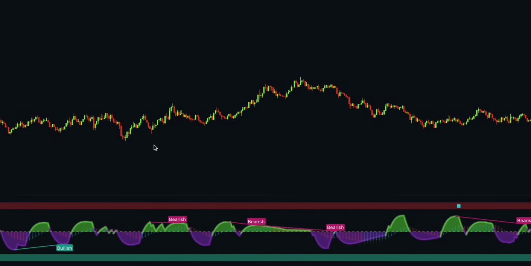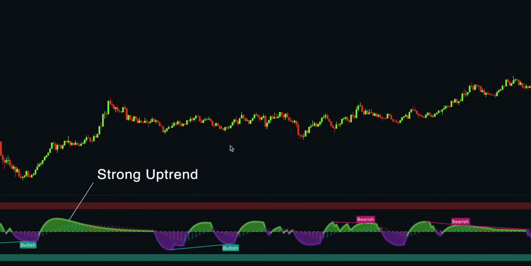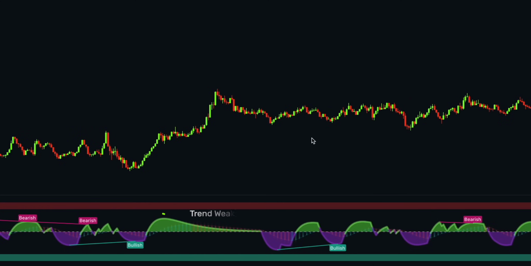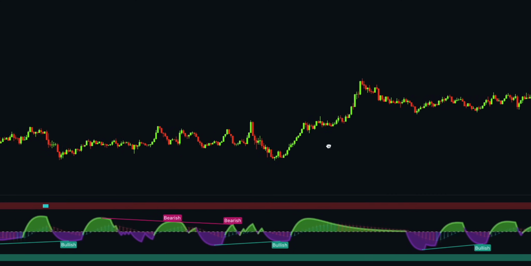Trend-following waves allow you to anticipate the current market state. If the wave is green, the market is in a strong uptrend. A purple wave indicates a bear market. The unique shape of the oscillator can really help you see when a trend is weakening. This happens when the oscillator flatlines. Histograms can play a significant role in determining trend strength.